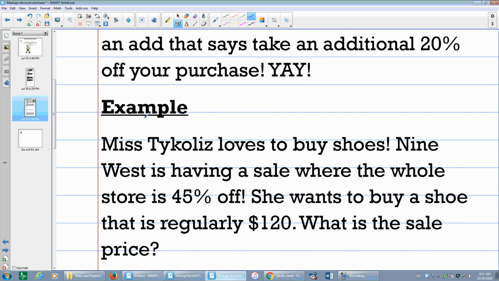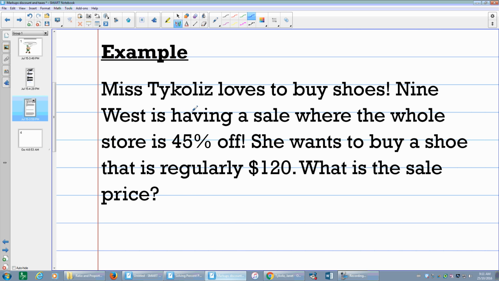So it says here, Miss Tykalis loves to buy shoes. 9 West is having a sale where the whole store is 45% off. She wants to buy a shoe that is regularly $120. What is the sale price? Okay, well, again, it gives me a percent. So my first step is I'm going to take the 45% and I'm going to make it into a fraction.